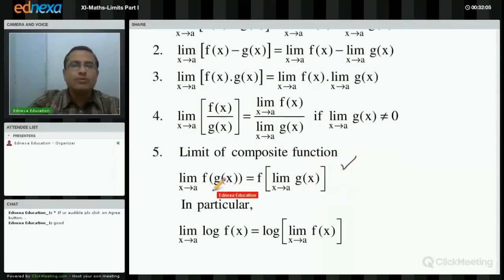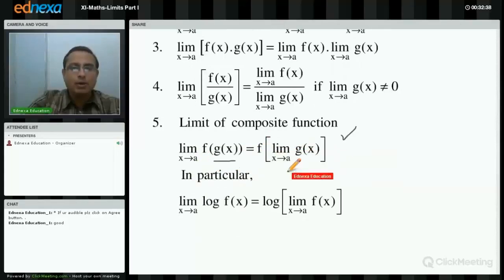Now result number 5 is very important: limit of composite function. I have already told you that before you start studying limits, you should know about functions, composite function, inverse function, etc., trigonometry and logarithm. See, what is limit of f of g of x as x tends to a? It is f of limit of g of x as x tends to a. That is, first you have to find limit of g of x as x tends to a. Suppose that value is k, then you have to find f of k.